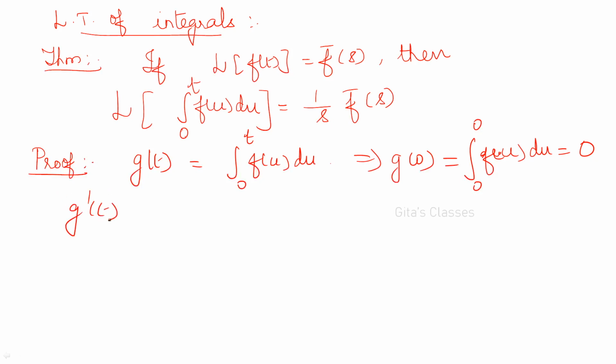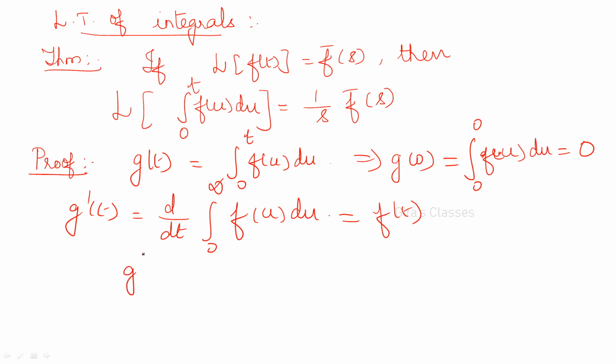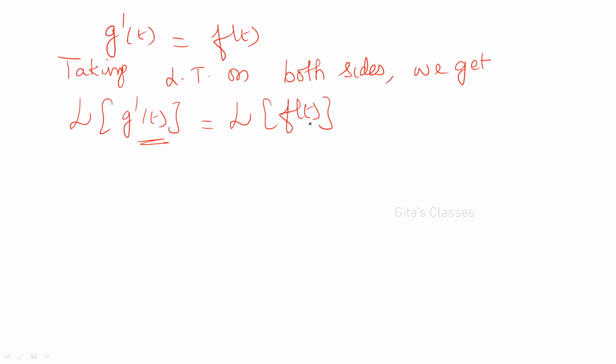Now what is g dash of t? It is d by dt of the integral from 0 to t of f of u du. Differentiation and integration are inverse operations, so I can write this as f of t. So g dash of t is f of t, where g of t is our given integral.